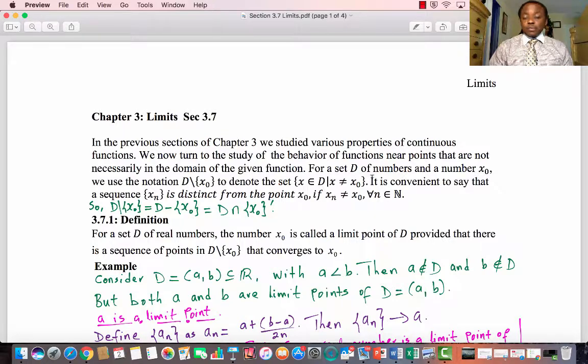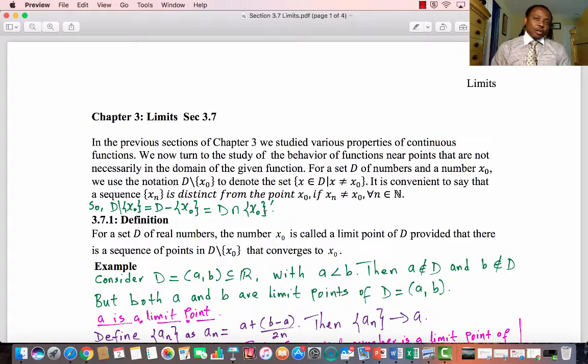So for a set D of numbers, D is a subset of the set of real numbers, and a point x naught, we use the notation D backslash the singleton x naught to denote the set of all values x in D such that x is different from x naught. It is convenient to say that a sequence xn is distinct from the point x0 if xn is different from x0 for every index n. We would also represent the set D backslash the singleton x0 as D minus the singleton x0 or D intersection the complement of the singleton x0.